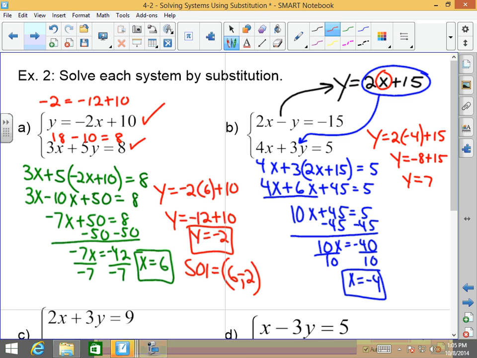So y equals 7. My solution, which I will put in green here, that's not green, that's blue, which I will put in green here, will be my x value, negative 4, comma my y value, 7. Does that make sense, my brothers? Let's see if it works. 2 times negative 4 is negative 8. Negative 8 minus 7 is negative 15. Works. 4 times negative 4 is negative 16. Negative 16 plus 3 times 7 is 21, equals 5. It works. Does that make sense, guys? Okay.